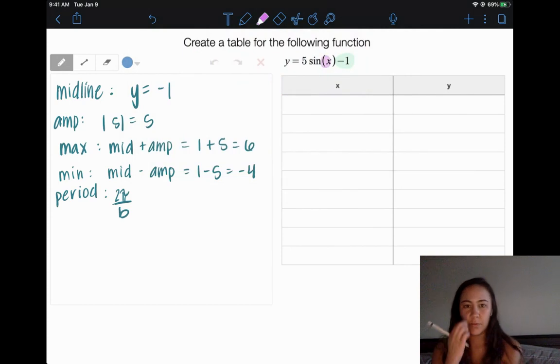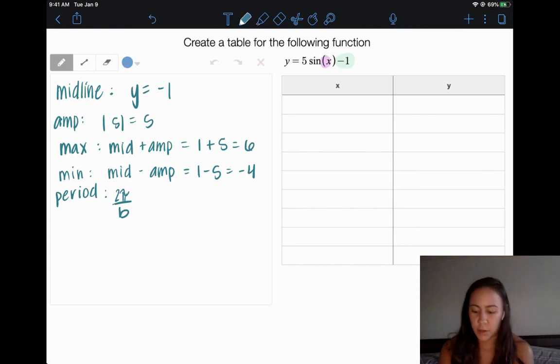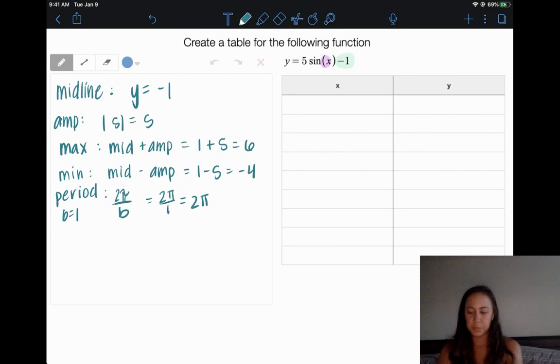There's a non-existent value of b. There's just an x there. X is your x-axis. You always have a y and an x in your equations. So what is that value of b? It's just going to be the invisible coefficient, which is just 1. b equals 1, so our period will be 2 pi over 1, which is just 2 pi. All right, so your period's 2 pi.